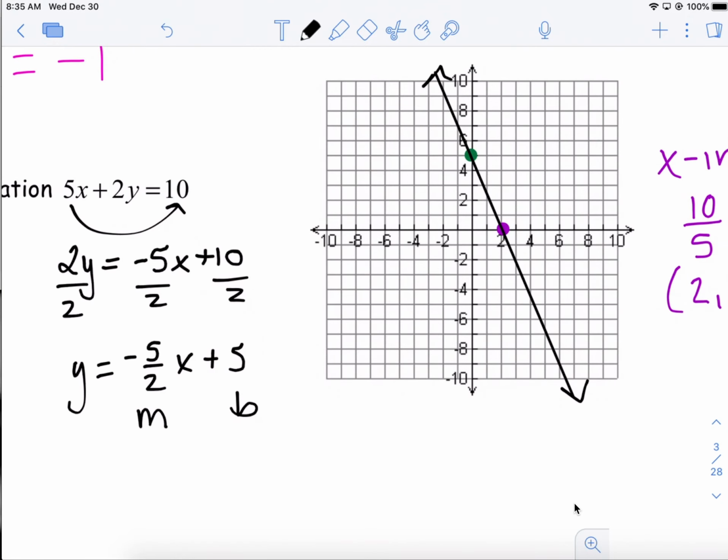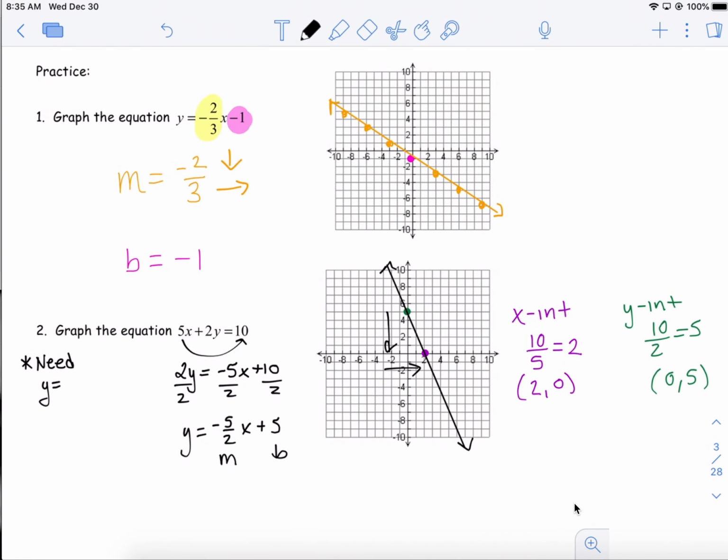So I begin at 5, I went down 5 over 2. That made my graph. Okay. If you need to pause the screen at all, copy what you see, that's fine. I will meet you on the next page. We have one more.